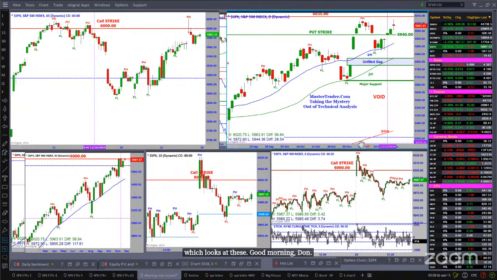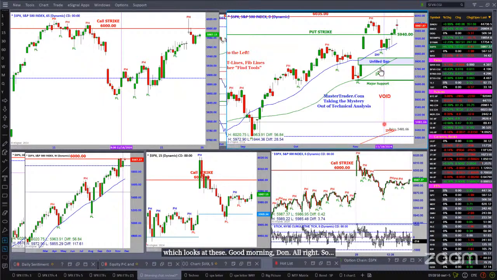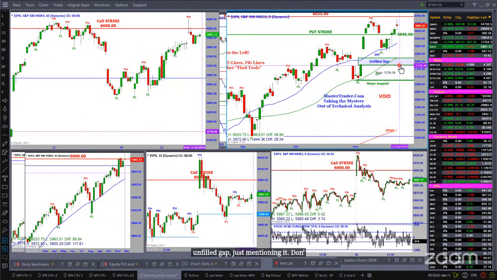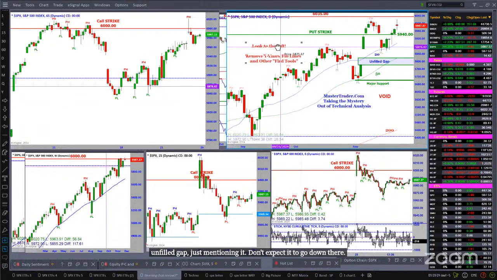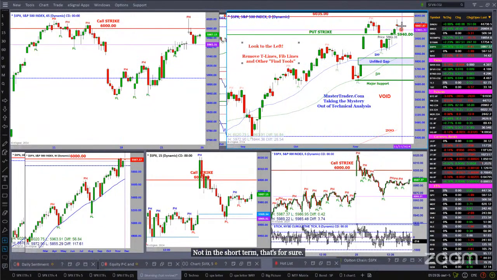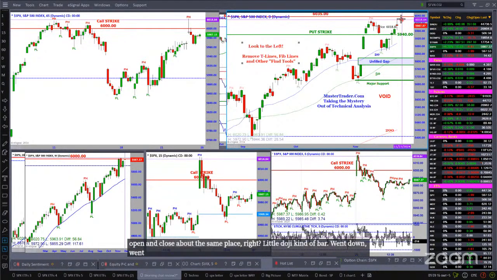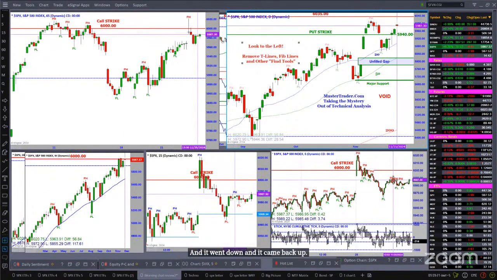All right. So, unfilled gap, just mentioning it. Don't expect it to go down there. Not in the short term, that's for sure. Same scenario yesterday, open and close about the same place, right? Little doji kind of bar, went down, went up first, and it went down, and it came back up. And the same story, where's it going to go from this point?